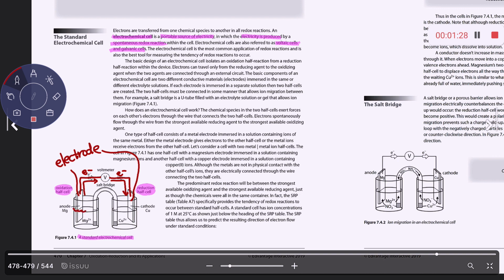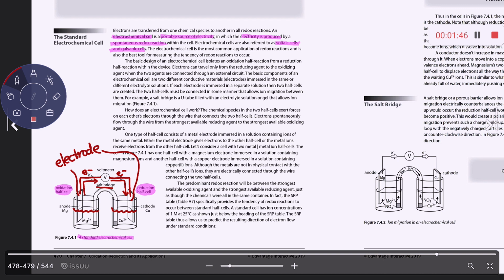Then you've got these solutions in which your electrodes are sitting. Those solutions typically contain ions of the metals or the electrodes, and then you have a salt bridge connecting. The salt bridge is used to help maintain charge, okay?